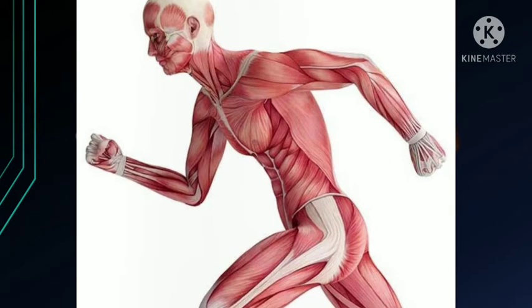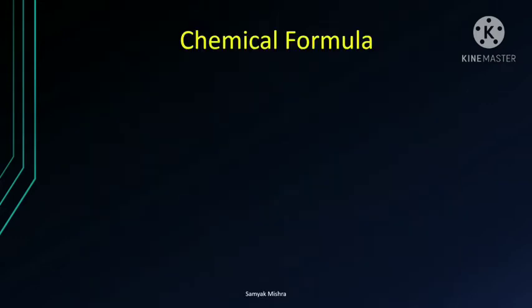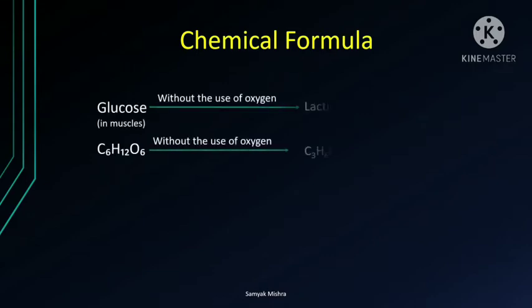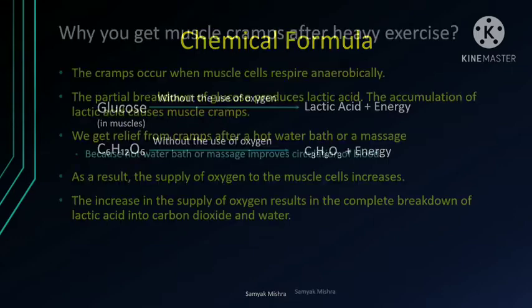Our muscle cells can also respire anaerobically, but for a shorter time, when there is a temporary deficiency of oxygen. During heavy exercise, fast running, cycling, walking for many hours, or heavy lifting, the demand for energy is high. Then anaerobic respiration takes place in the muscle cells to fulfill the demand for energy. Chemical formula: glucose in the muscles without the use of oxygen gives lactic acid plus energy.